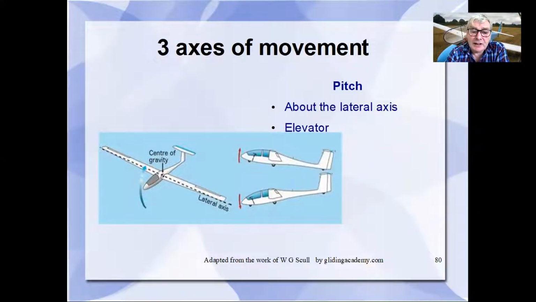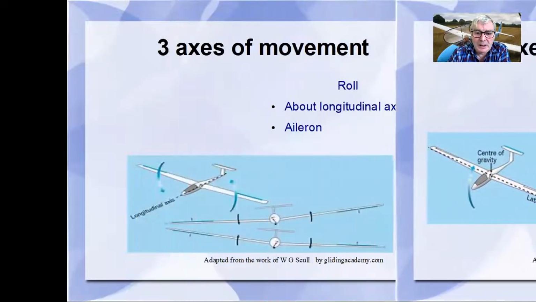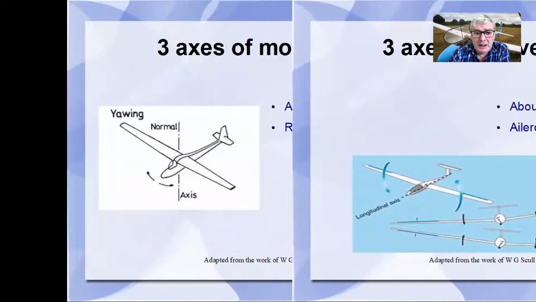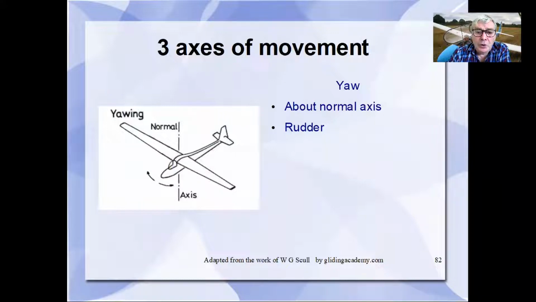Pitch is about the lateral axis, as we can see here. The primary control for that is the elevator, and the lateral axis passes from basically wingtip to wingtip and through the centre of gravity. Roll is about the longitudinal axis passing from nose to tail and through the centre of gravity, and the primary control for this is the aileron. Yaw is about the normal axis, and the primary control for that is the rudder.